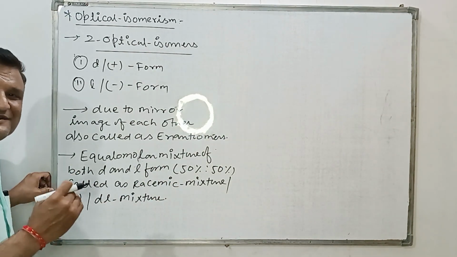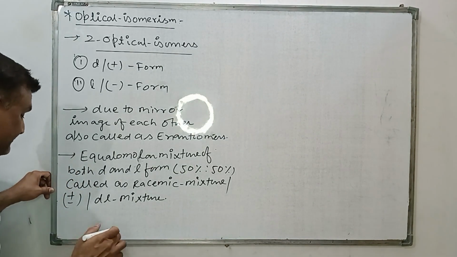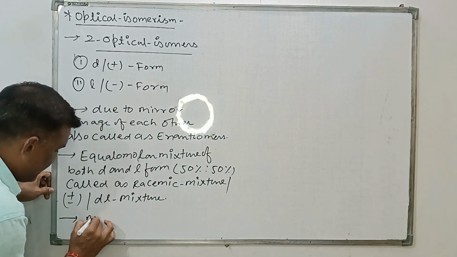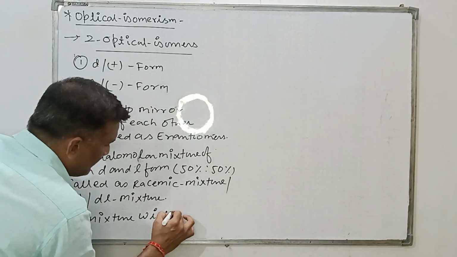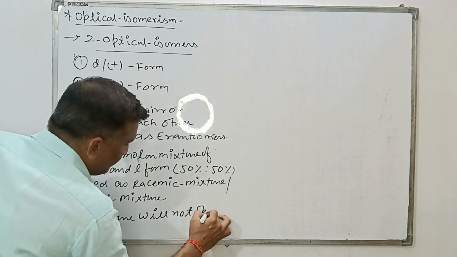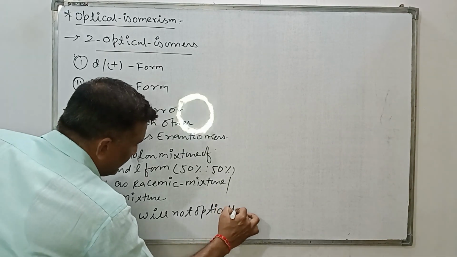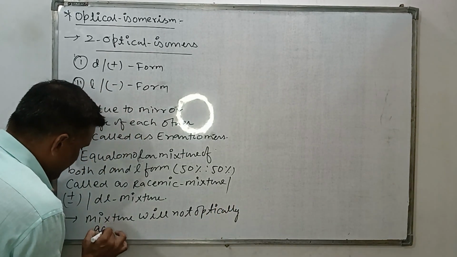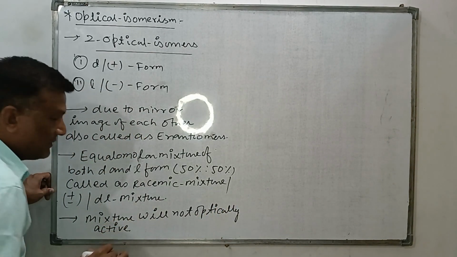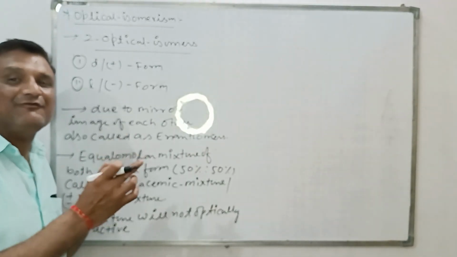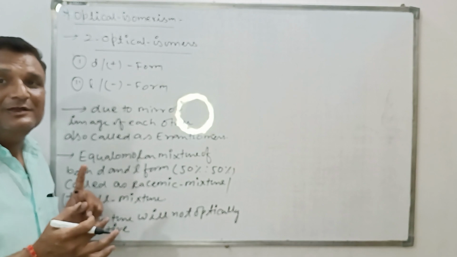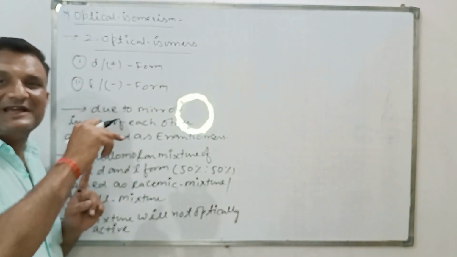This mixture will be totally optically inactive, which means this mixture will not be optically active. Why? Because both forms exist equally. This mixture contains equal amounts of the D and L forms, so they cancel their rotation in opposite directions.